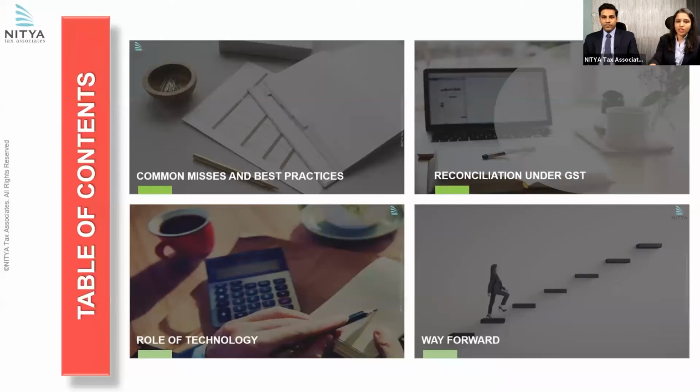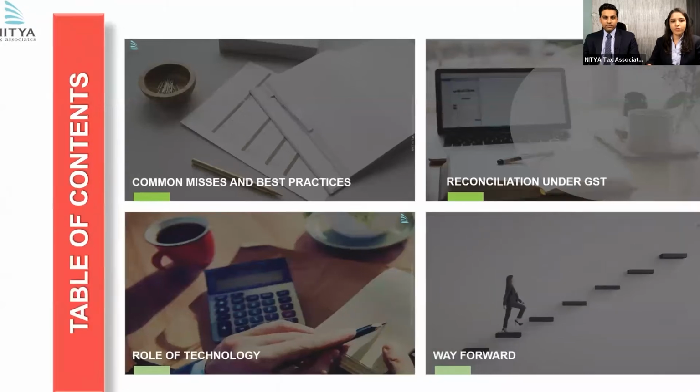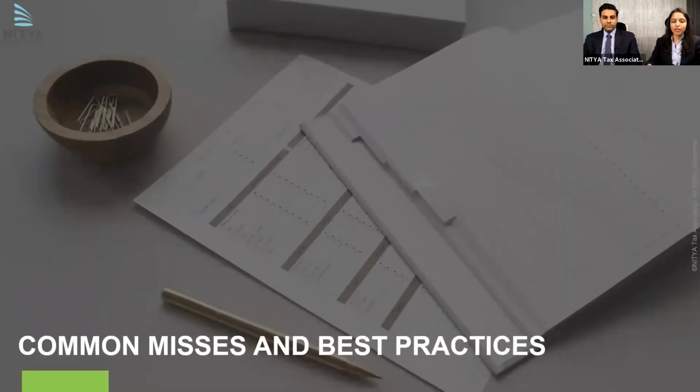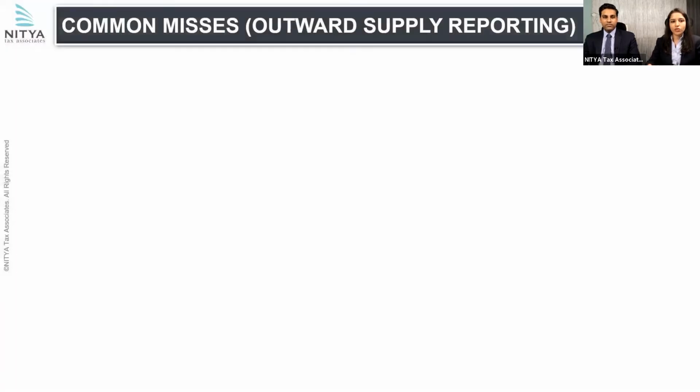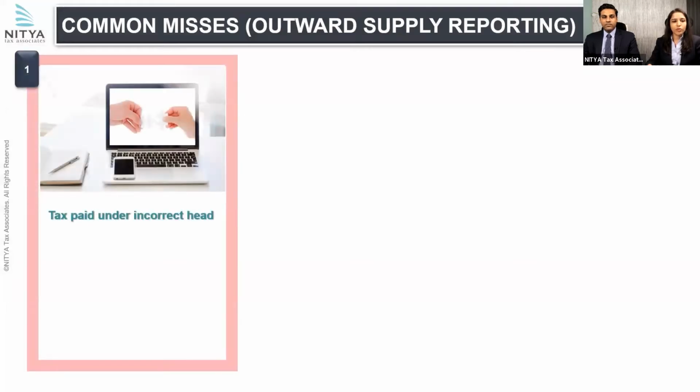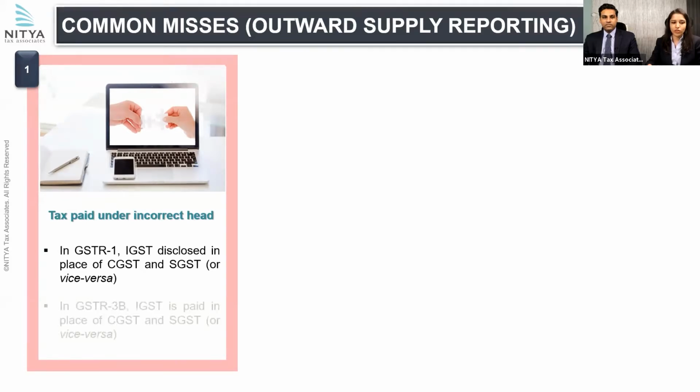Thank you, Gaurav. A very good morning to everyone. So, as Gaurav already briefed, we will be first discussing the common misses and the best practices to be followed. So, starting with the common misses on the outward supply reporting, it is very commonly noted that tax is paid under the incorrect head, meaning thereby in GSTR1, the IGST is disclosed in place of CGST and SGST or vice versa. On the other hand, in GSTR 3B, IGST is paid in place of CGST and SGST.